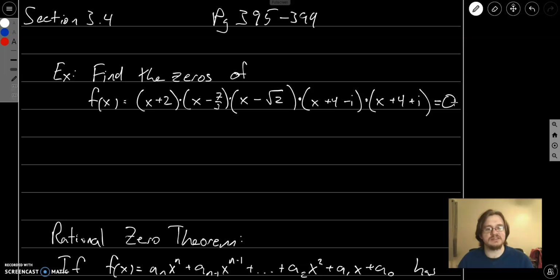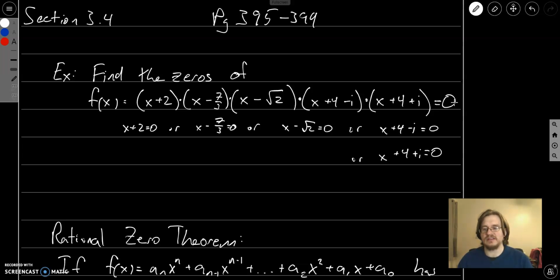So if I want to solve when this is equal to 0, I need to say x plus 2 is equal to 0, or x minus 7/3 is equal to 0, or x minus square root of 2 is equal to 0, or x plus 4 minus i is equal to 0, or x plus 4 plus i is equal to 0. And for each one of these I can just move the number to the other side, so x would be negative 2 here, or x would be equal to positive 7/3 here, and so on and so forth.